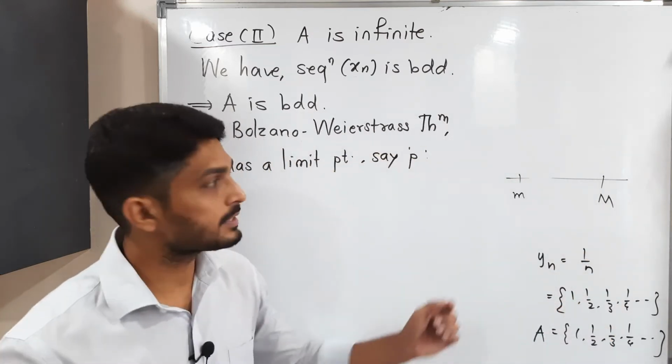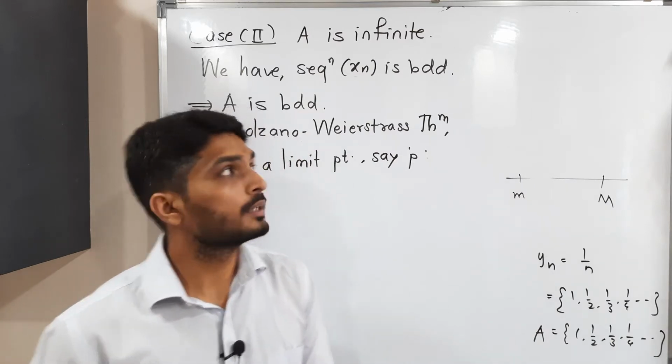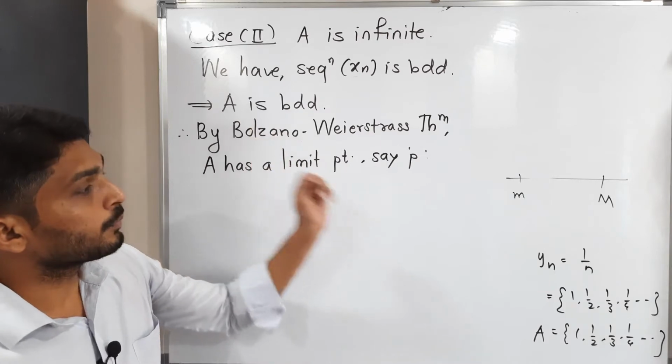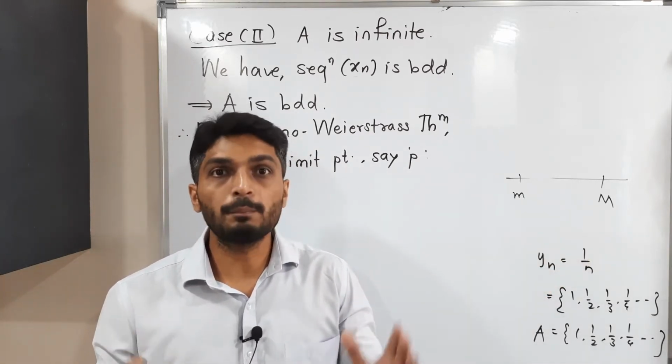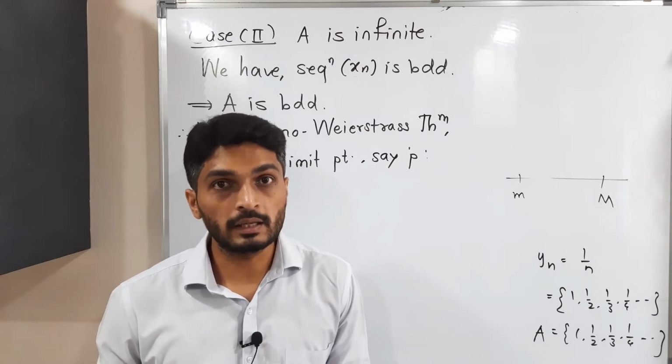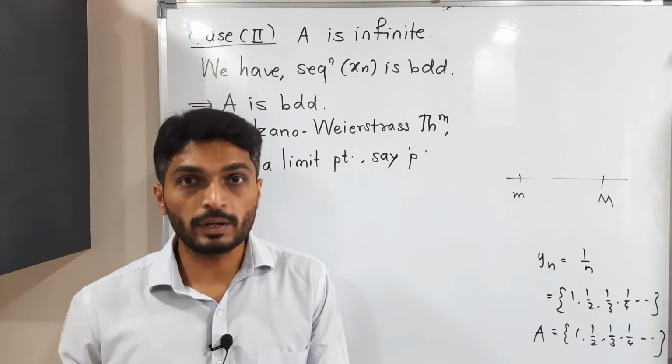So all terms of the sequence will lie in this interval only. Here also, all terms of this set A will lie between capital M and small m, the upper bound and lower bound. So that's why capital A is an infinite set which is bounded. Getting? A is a bounded and infinite set.